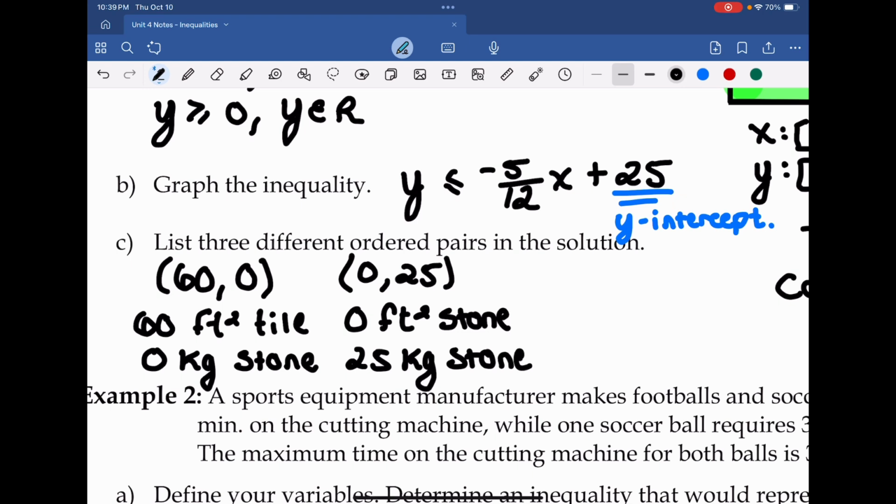So again, these are where the trade-offs come in. We could either use all tile and no stone, or 0 tile and I need to go back here and make this a tile, right?